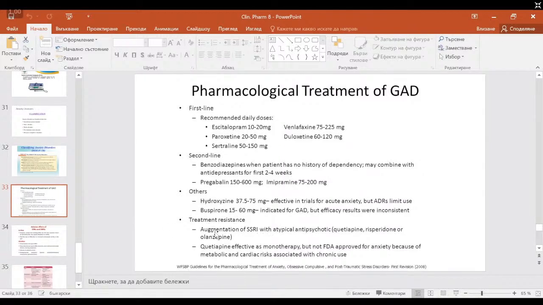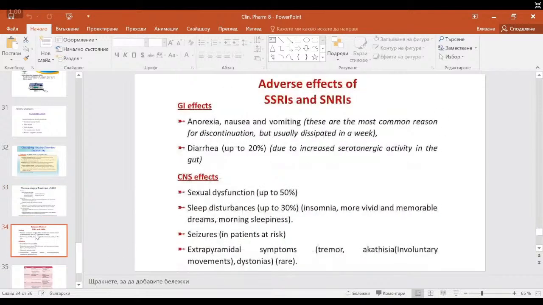Here, maybe it's a good idea to mention the atypical antipsychotics, like quetiapine, risperidone, or olanzapine. When patients are taking quetiapine and risperidone, they can also get severe reactions in combination with other drugs, especially arrhythmias. And this is very true for quetiapine with chronic use.